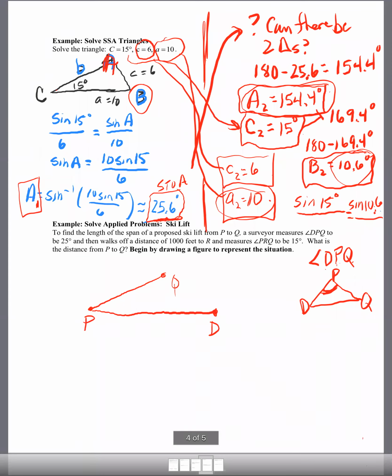So to find the length of the span of a proposed ski lift from P to Q, a surveyor measures the angle DPQ. DPQ is this angle right here, and they measured it to be 25 degrees. After he measures it to be 25 degrees, he walks off a distance of 1,000 feet to point R. So if he would continue to walk over here, okay, to a point R, now we've got this measurement of 1,000 feet.